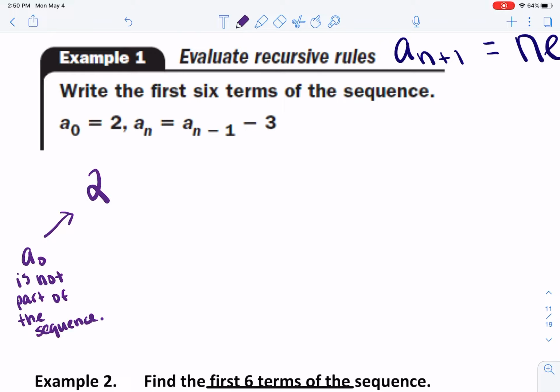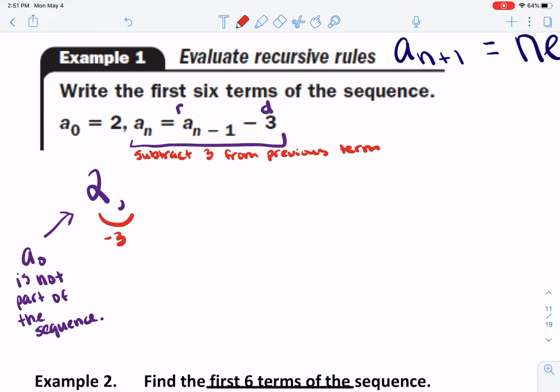Now, when we read this piece right here, what we're looking for is either that R or the D for the common ratio or common difference, so we can see what's happening each time. I don't see an R, but I do see a common difference, minus 3. So that means that we're subtracting 3 from the previous term each time. So I guess I can make a little note of that. From previous term. So each time we are going to be subtracting 3.